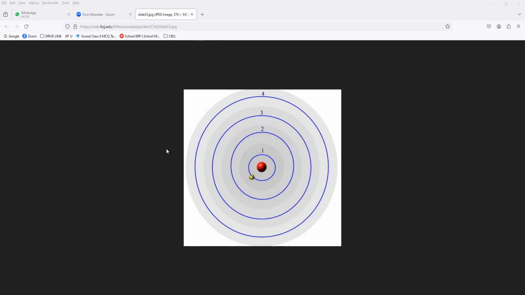So, Bohr's atomic model. Niels Bohr proposed his model in 1913. Please write it: Bohr's atomic model. In 1913, in order to overcome the limitations of Mr. Rutherford's model, he gave the concept of orbits, discrete states, and as well as energy levels.